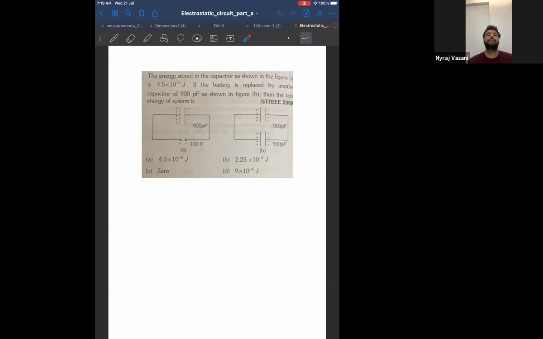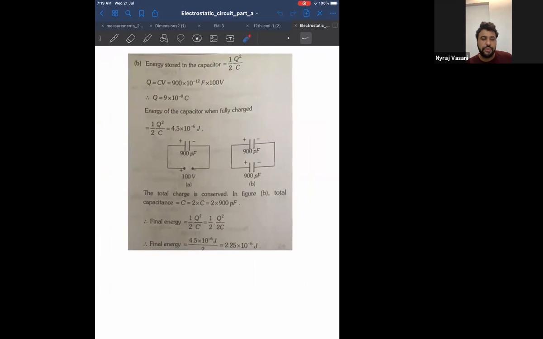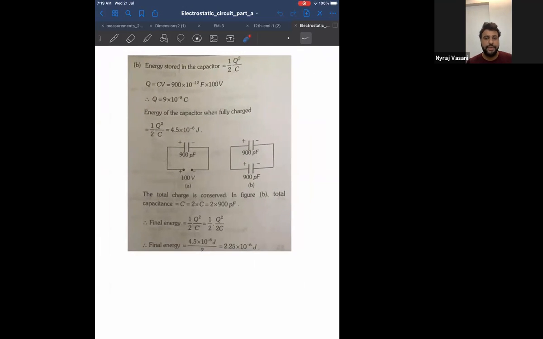And you know, when capacitors are connected in parallel, it adds up. So the capacitance will be 2C; in the first case, capacitance was only C. In the second case, capacitance will be 2C. Now, look at this. I'll just show you this for some time. Then I'll go back to the question so that you can solve it on your own.